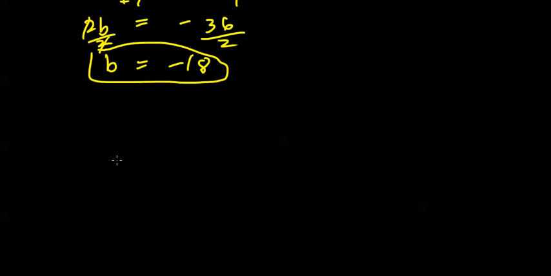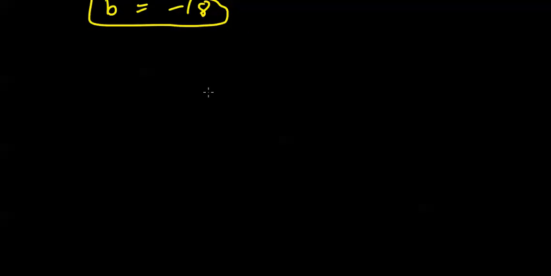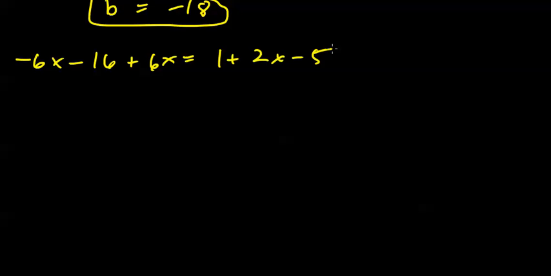Fairly familiar stuff, I hope. Let's go on. Let's try another one here. How about minus 6x plus 6x equals 1 plus 2x minus 5.